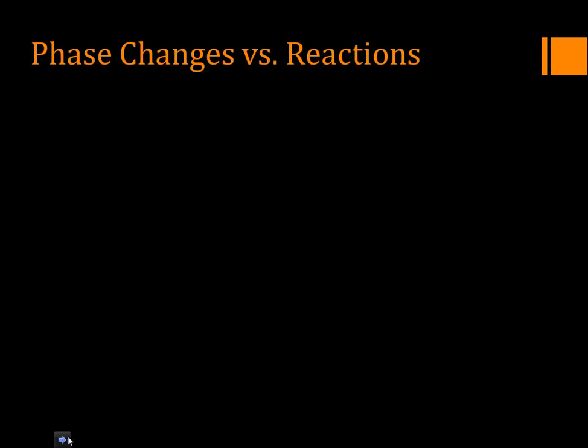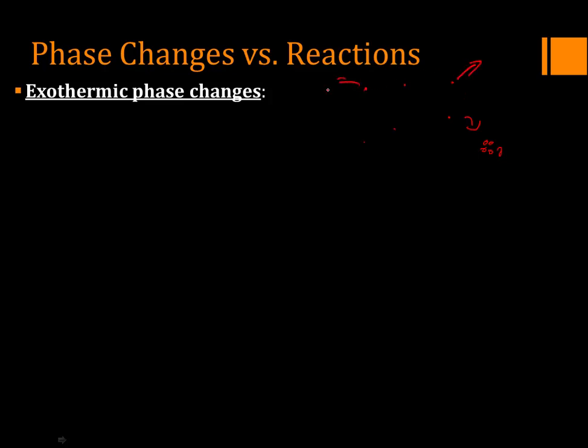Now, phase changes are different than reactions, but there are some similarities. So in an exothermic phase change, we have particles that are in a high energy state, like in a gas, that change into a lower energy state. They go to like a liquid state. In order to do that, they have to give away energy. The particles have to lose energy to their surroundings. They started with thermal energy, they end with thermal energy, but they end with less thermal energy. The surroundings end with more thermal energy.